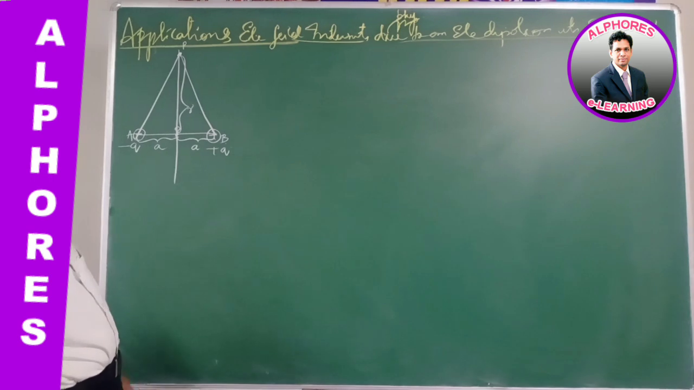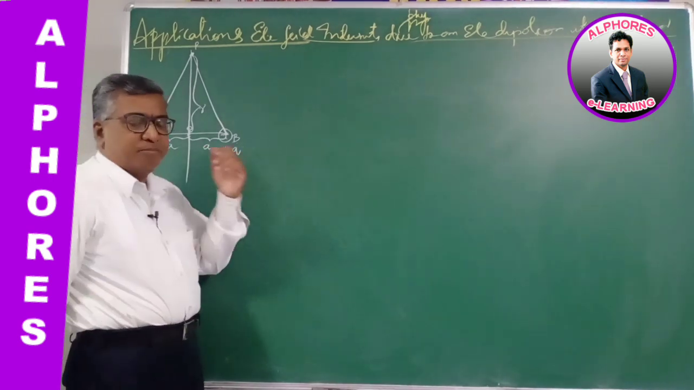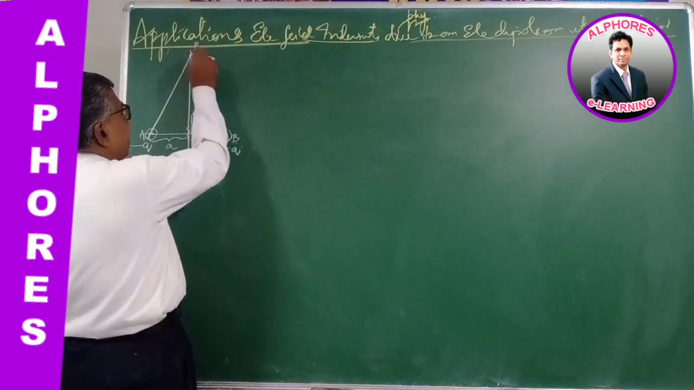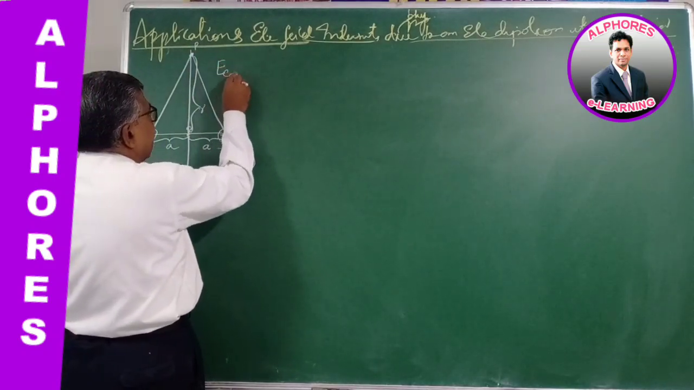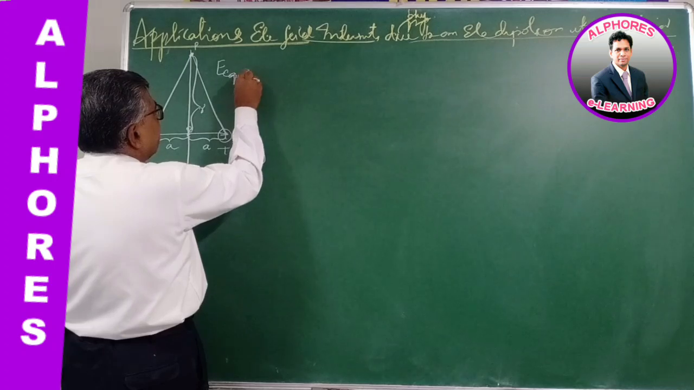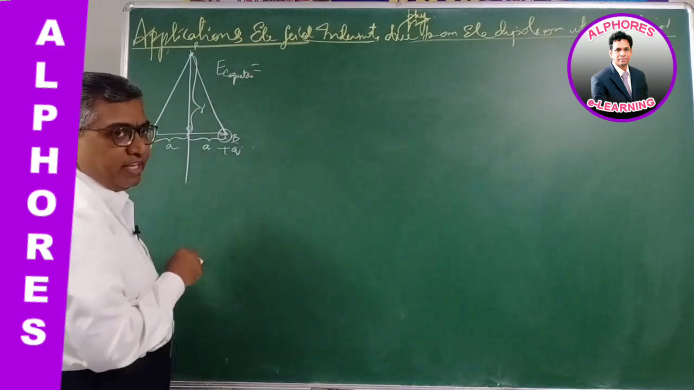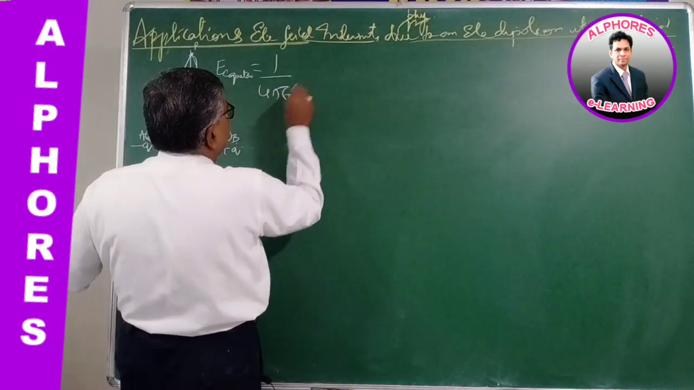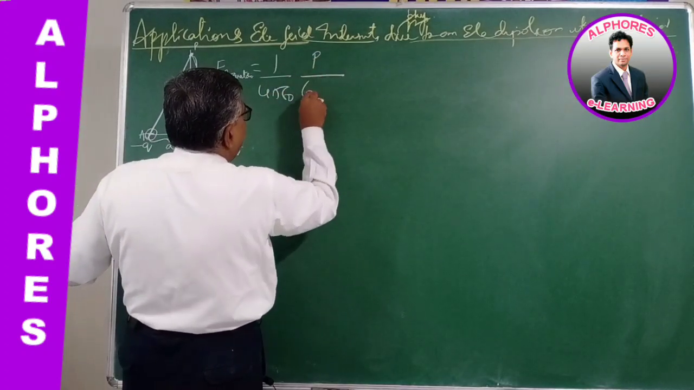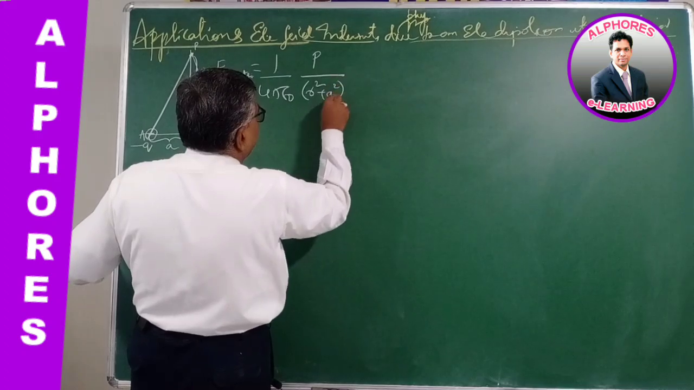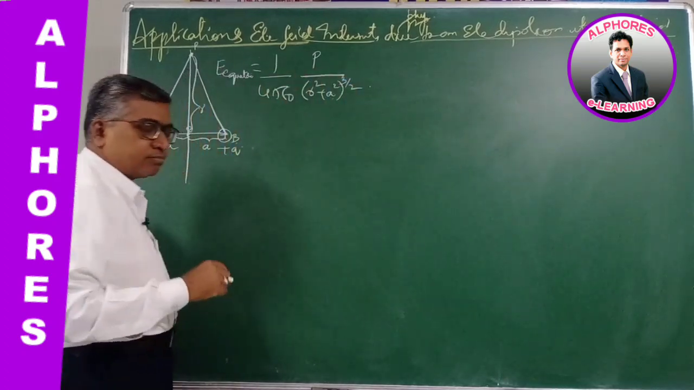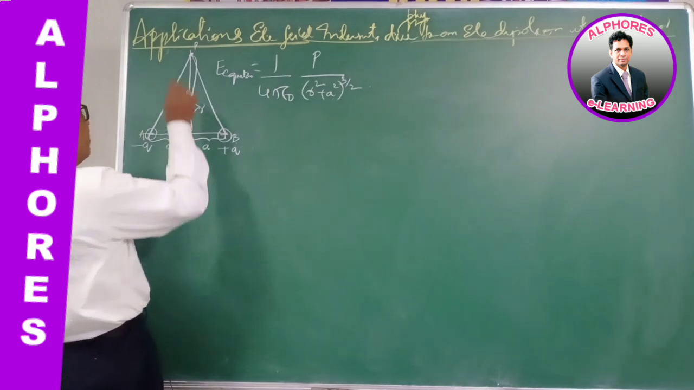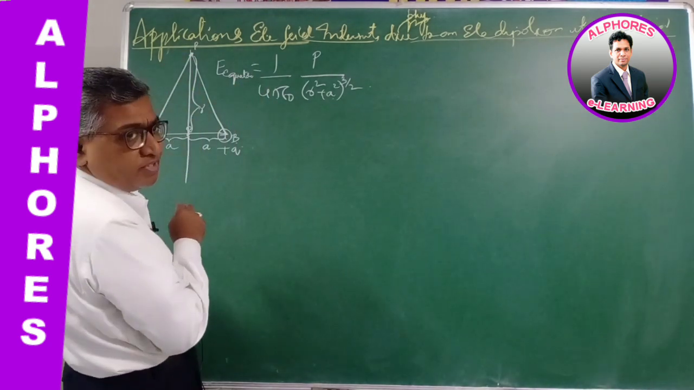In the previous episode we have learned the electric field intensity on the equatorial line of a dipole: E is 1 by 4 pi epsilon naught, into p by (r square plus a square) whole power 3 by 2. Vectorially, this is the magnitude of the electric field.